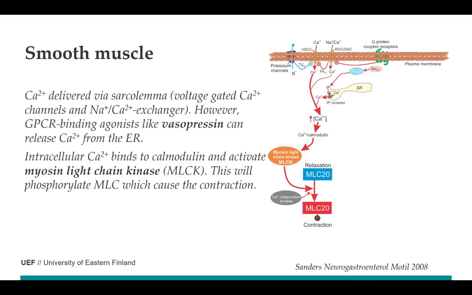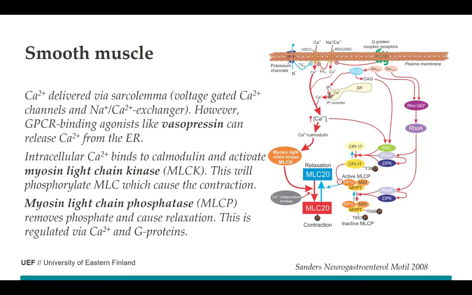And then this calcium is binding on calmodulin and activating myosin light chain kinase, which will phosphorylate the myosin light chain and cause the contraction. But at the same time, there is a pathway that affects the myosin light chain phosphatase, which removes the phosphate and causes this relaxation. So you have pretty much a different way to contract in the smooth muscle and the skeletal muscle.